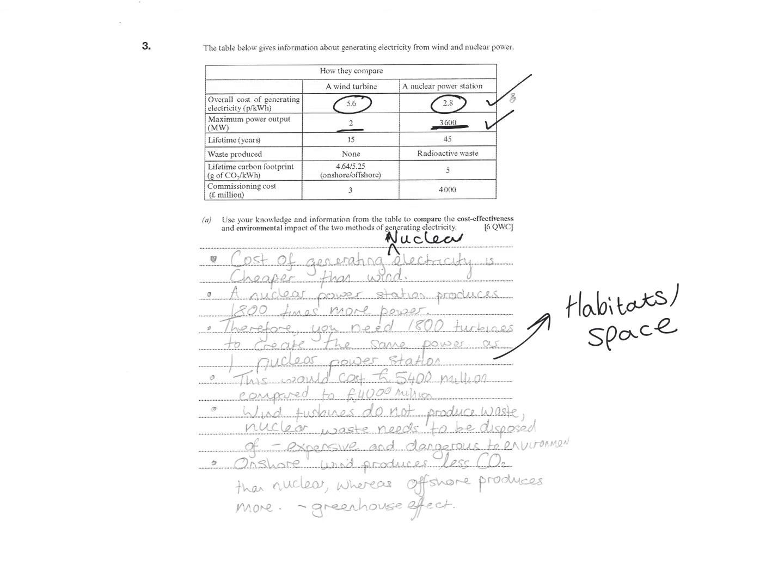Wind turbines do not produce waste. Nuclear waste needs to be disposed of, so that's a big problem. It's very expensive and it's dangerous to the environment. It can cause radioactive problems if it's left alone, whereas that wouldn't happen with a wind turbine. This could also be looked at with the decommissioning cost. So it's 4,000 million to decommission a nuclear power station, where it's only 3 million to decommission a wind turbine. So that means when they're done with their lives, it's a lot more expensive to decommission a nuclear power station. Offshore produces around the same amount of carbon footprint as a nuclear power station, whereas onshore doesn't. So there's again a little bit of something to think about.